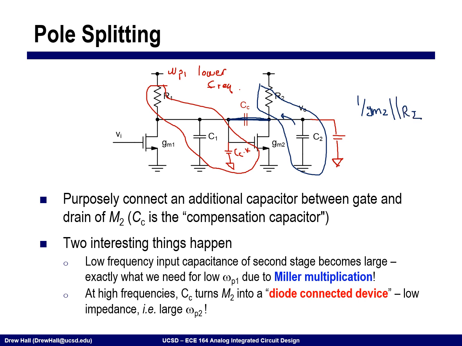Okay? And so this provides a low impedance path for this. And so I brought WP1 to lower frequency, and for WP2, the impedance is now lower than R2, and so WP2 moved to a higher frequency. And so this is where it gets the name of pole splitting, okay? And I'll show you on the next slide graphically what this looks like.